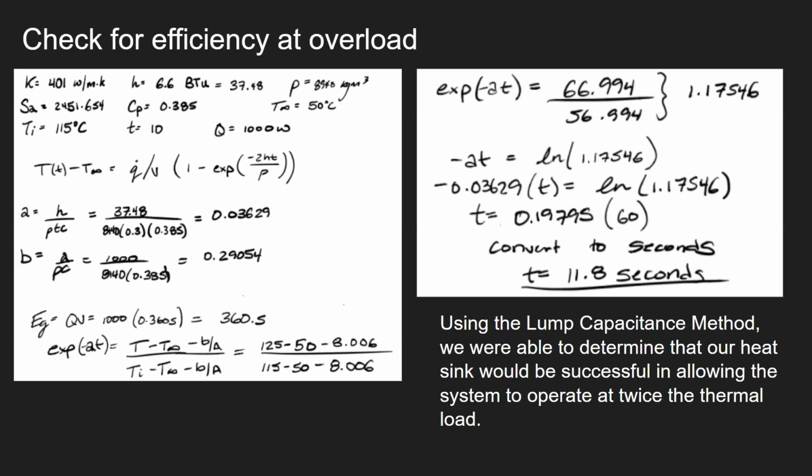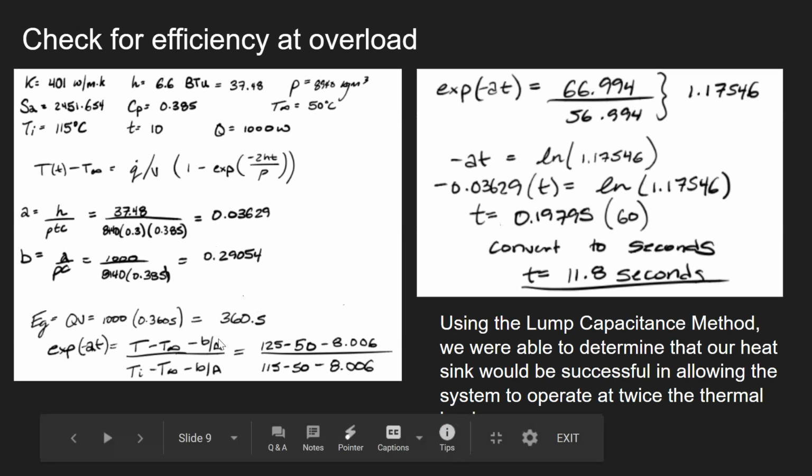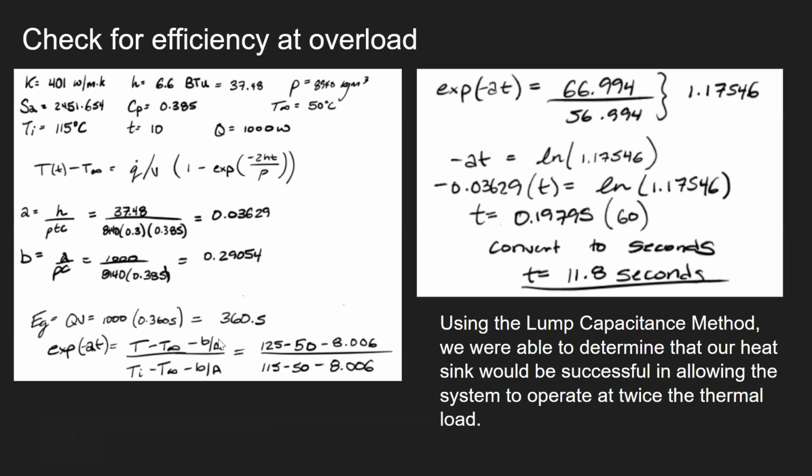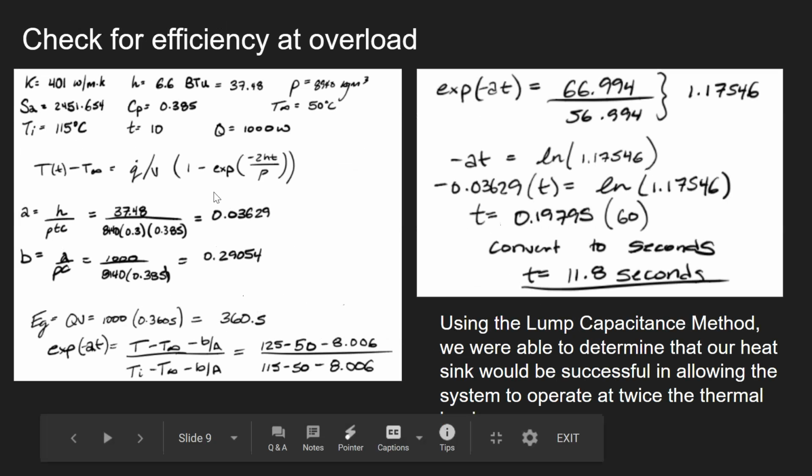We were then able to use the lumped capacitance method to determine that our heatsink would in fact be successful in allowing the system to operate at twice the thermal load. We determined that if the heatsink had 136 fins, it would take approximately 11.8 seconds for our heatsink to go over the max operating temperature, set at 125 degrees Celsius. However, the system was to run at 1000 watts for 10 seconds. If it was to do this, the heatsink would be vital in maintaining an operating temperature and would succeed in doing so.